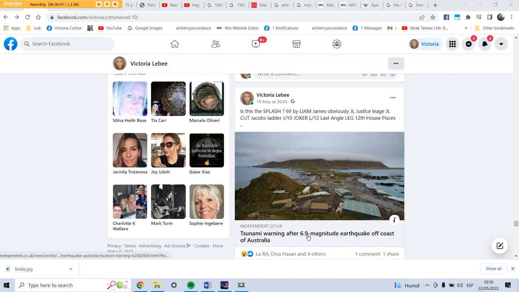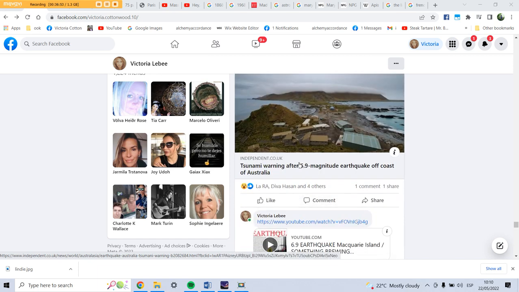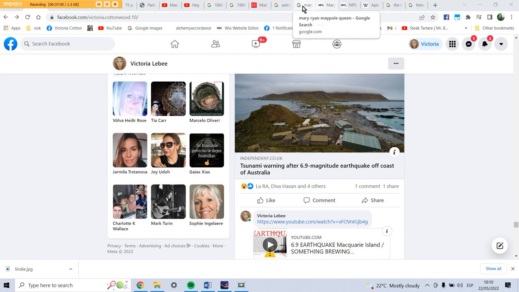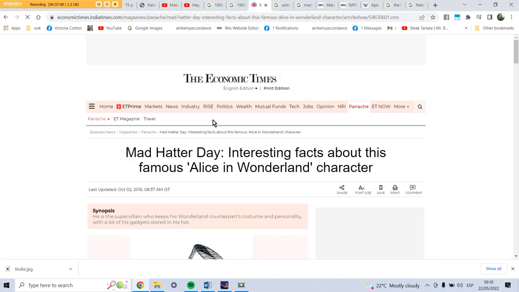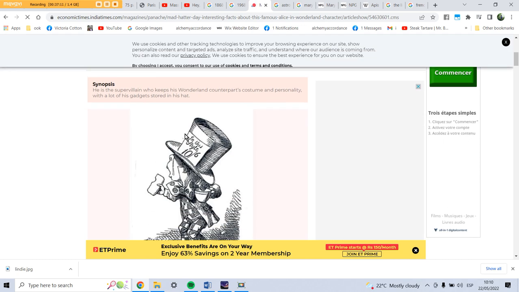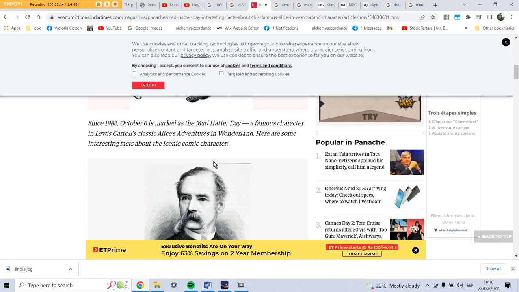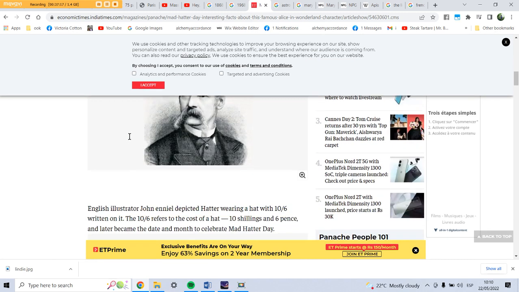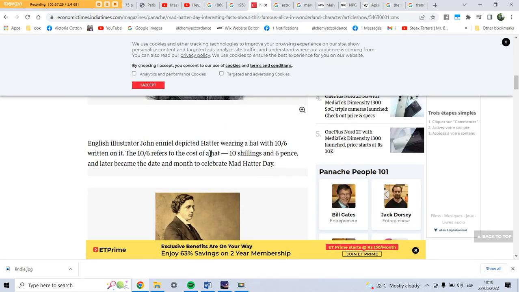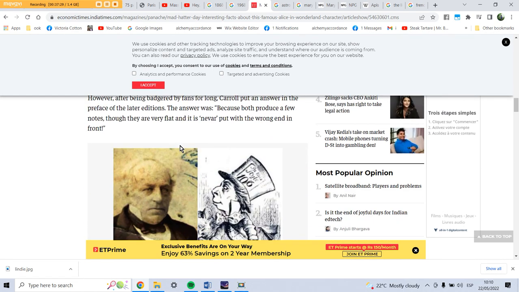So again, a 6.9 magnitude earthquake off Australia. It's just that, from Virgo, Pluto, and now in the ninth, it's the storms of the last retrograde before it becomes the 10/6 of the Mad Hatter. 10/6. So they say it's 10 shillings and 6 pence, it refers to the cost of the hats. Yeah, give me a break.